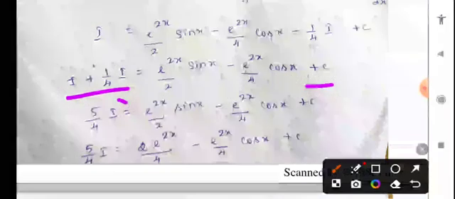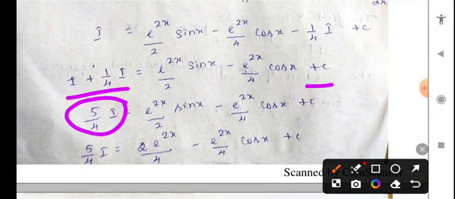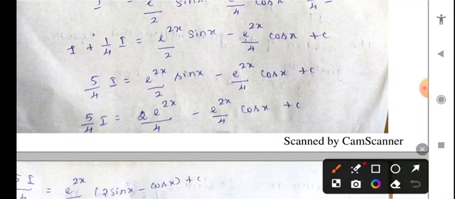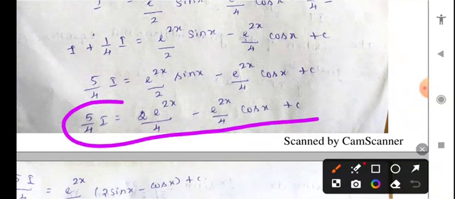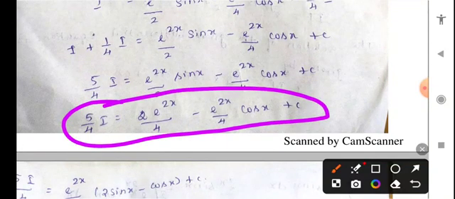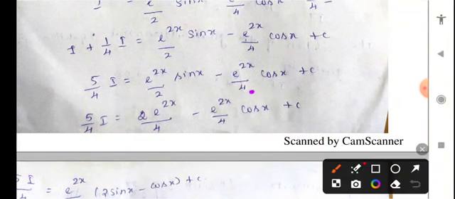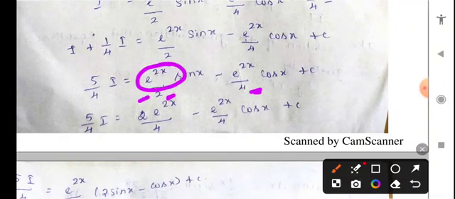Now after solving this, we get 5 by 4 into I, which is equal to e power 2x divided by 2 into sin x minus e power 2x divided by 4 into cos x plus c. Then we can solve it: 5 by 4 into I equals, here 4 is presented, here only 2 is presented. So what you have to do is take LCM on this. If you take the LCM as 4, the denominator here does not have 4.